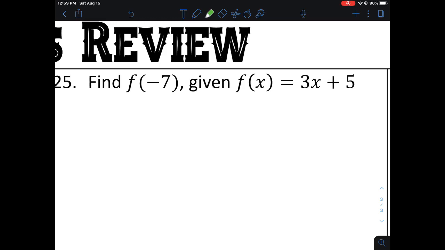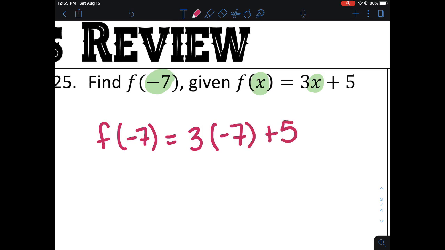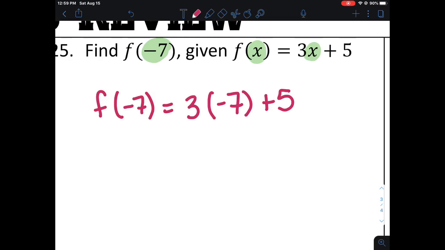But f of negative 7, we're saying this negative 7 is the same thing as x. X equals negative 7. They're in the same spot here. Okay, so I'm going to plug that negative 7 right in for x. So f of negative 7 equals 3 times negative 7 plus 5. This f of negative 7, don't do anything with it. F is not a variable. F is not an x. It's just a name. We're naming this equation, okay? So don't do anything with it.